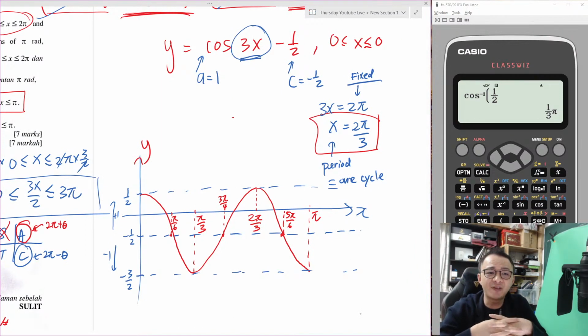Teacher, I didn't have enough time to study trigo for my trial. Is it okay if I skip this question for my exam? Yeah, definitely. If you have no time, don't waste time on a question you cannot do.